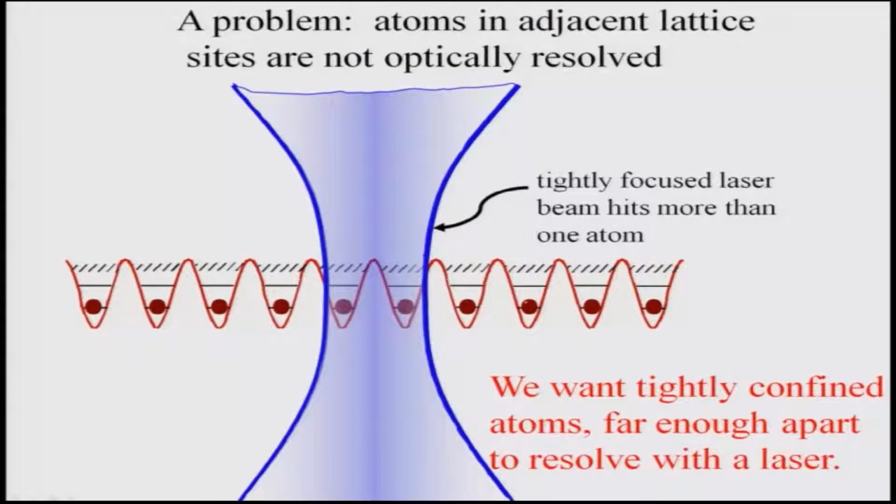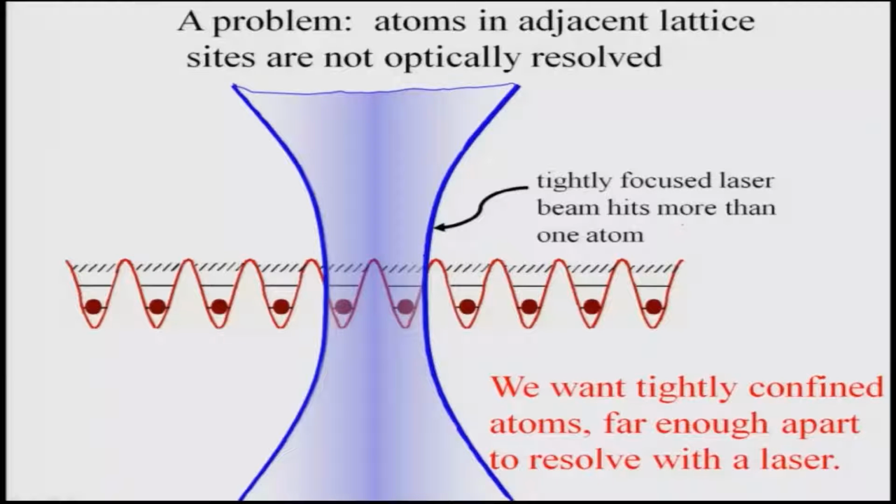quantum processing. However, the problem in this particular case lies in the fact that the atoms in the adjacent lattice sites are not optically resolved, because the laser beam, even though it is tightly focused, would hit more than one atom, because the diffraction limited spot size of a laser cannot be better than the wavelength of light, roughly in that range, whereas these lattice sizes could be much smaller in terms of their arrangements. And so, what they wanted was to have tightly confined atoms far enough apart to resolve with a laser.